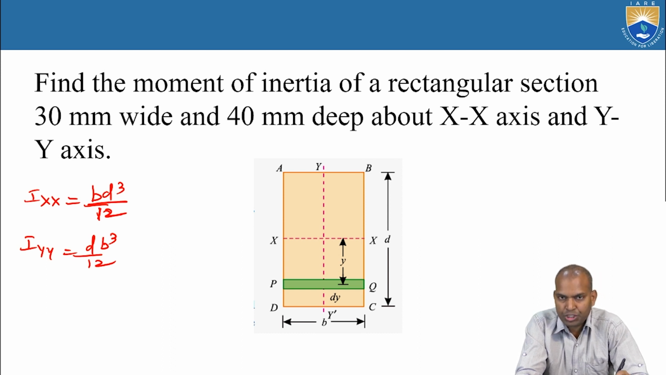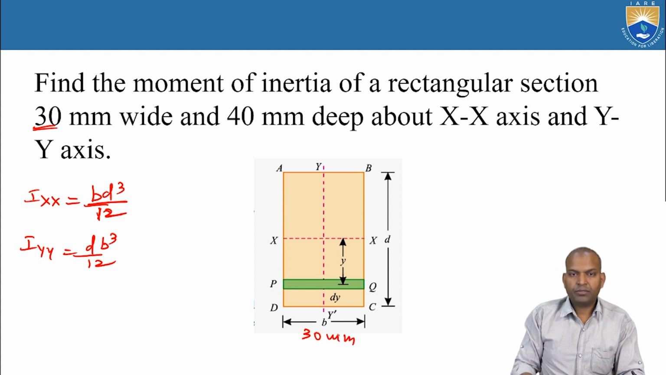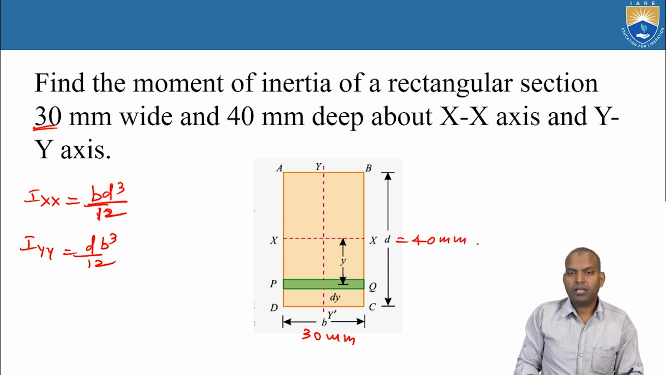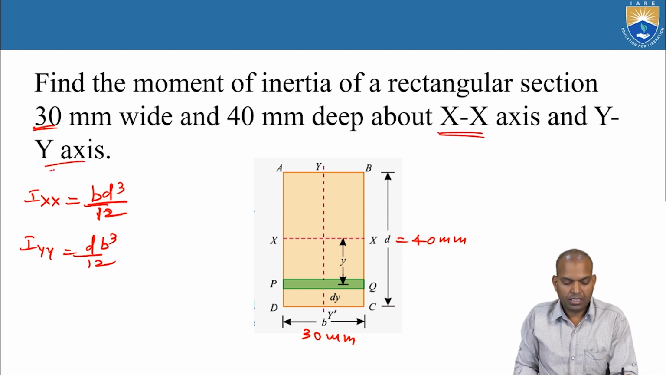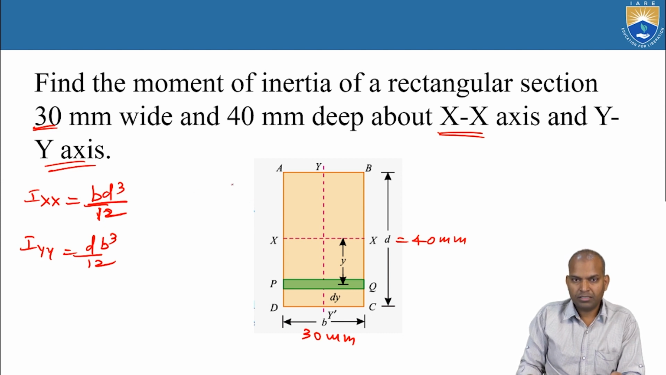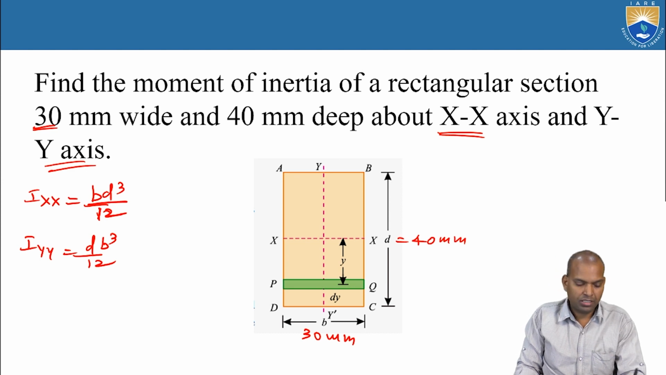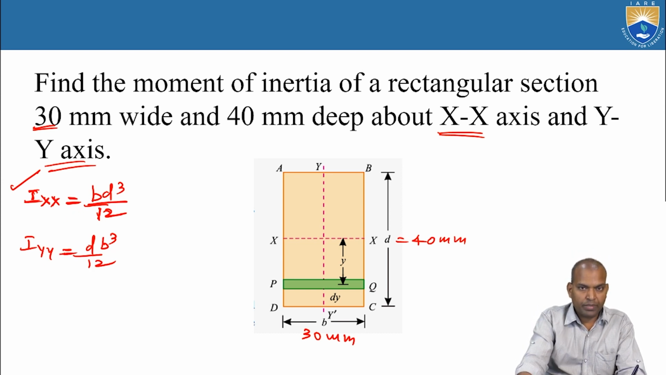Find the moment of inertia of a rectangular section that is 30 millimeters wide, that is B equal to 30 millimeters, and 40 millimeters deep, D equal to 40 millimeters. We have to find the moment of inertia about axis XX and YY. We already derived the expressions for a rectangular section: Ixx equals BD cube by 12 and Iyy equals DB cube by 12.